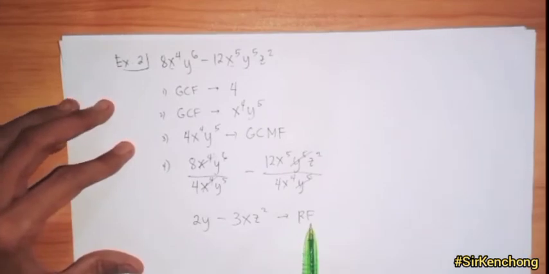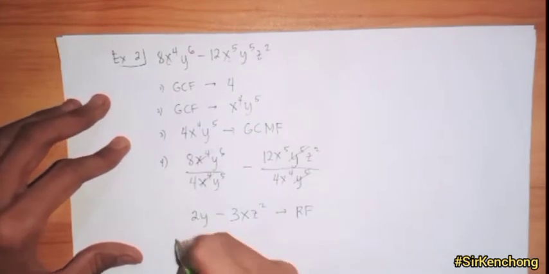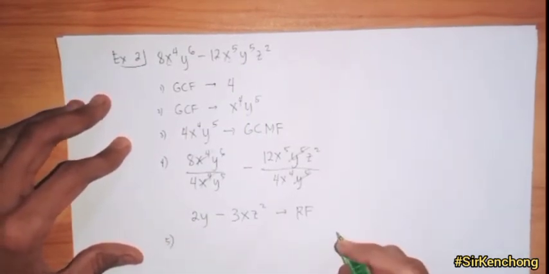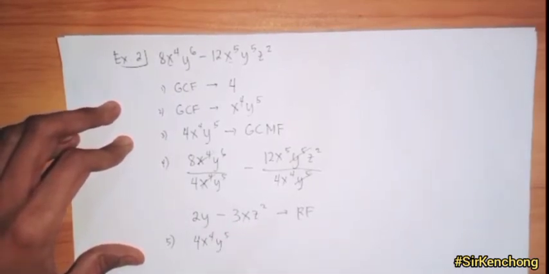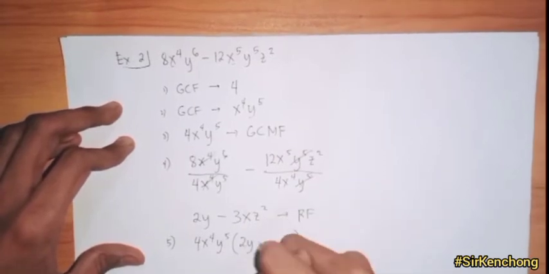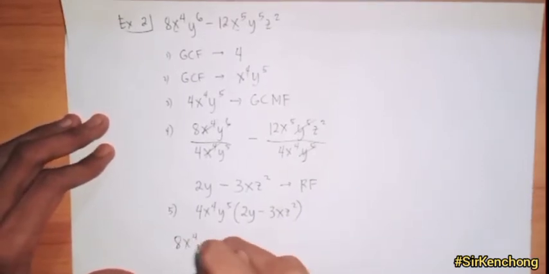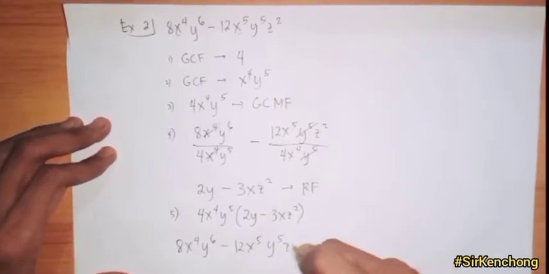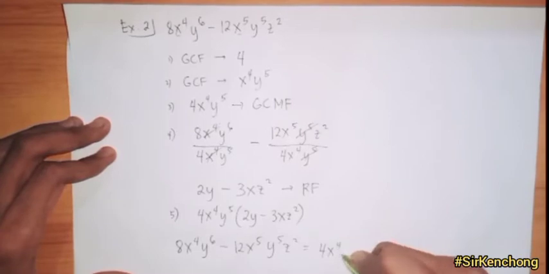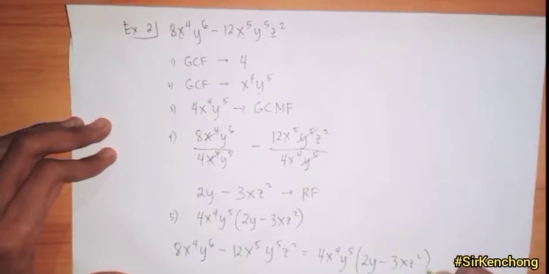So, ang remaining factor dapat parehas ng bilang ng terms sa original natin. So, correct naman. And number 5, we write the complete factored form. GCMF muna. 4x to the 4th power y to the 5th times the quantity 2y minus 3x z squared. Therefore, 8x to the 4th power y to the 6th minus 12x to the 5th power y to the 5th z squared is equal to 4x to the 4th y to the 5th times the quantity 2y minus 3x z squared. Ayan.